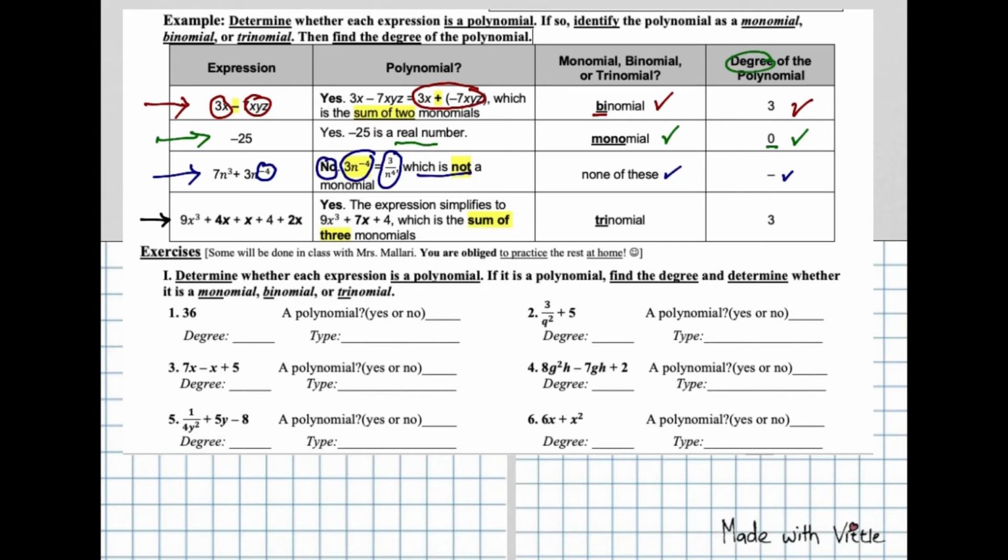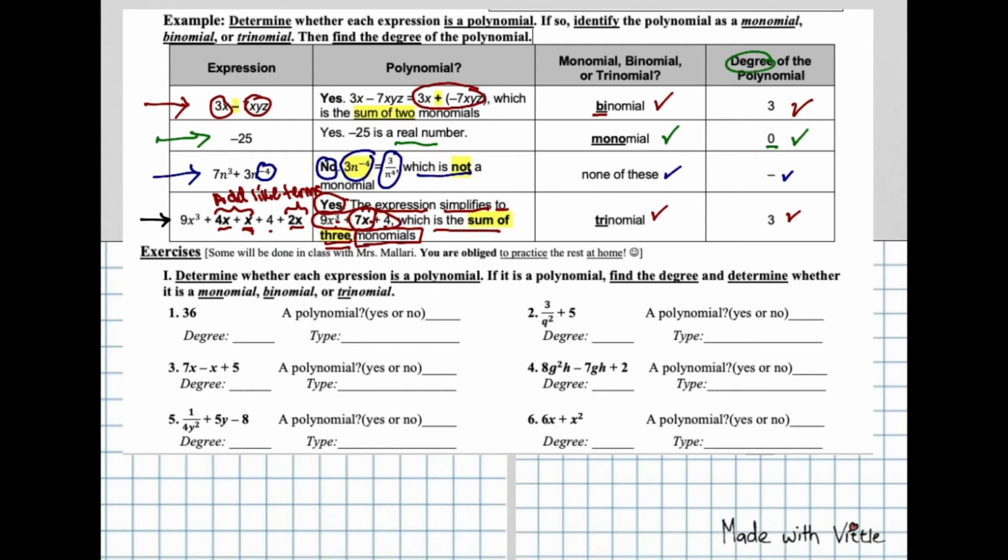The last one is 9x cubed plus 4x plus x plus 4 plus 2x. So this expression can simplify into 9x cubed plus 7x plus 4. Why? Because we have to add the like terms. The 2x plus that 1x is 3x, plus that 4x will be 7x. That's why it's now 9x cubed plus 7x plus that 4 at the end, which is a constant. And it's written in standard form because the exponents are from greatest to least.